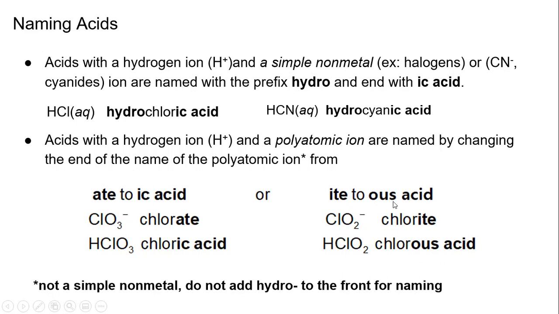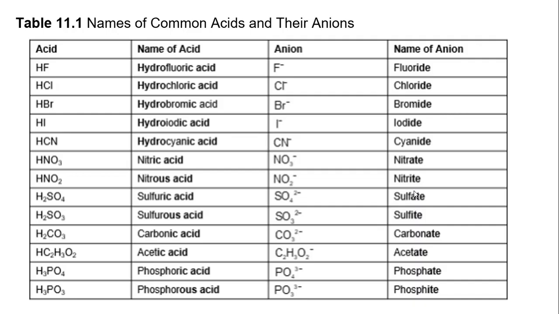Ite goes to ous acid. For instance, you have chlorite. This is chlorous acid. That tells you which oxygen compound, oxoanions is the term, you're dealing with. So here's a list of both.